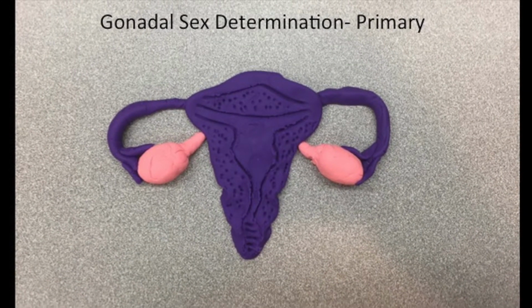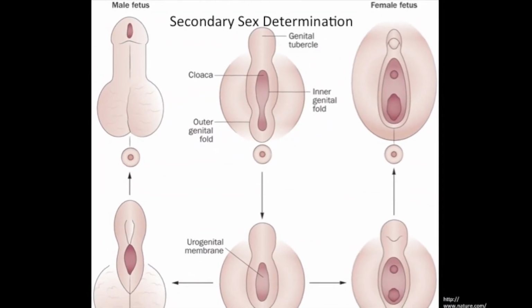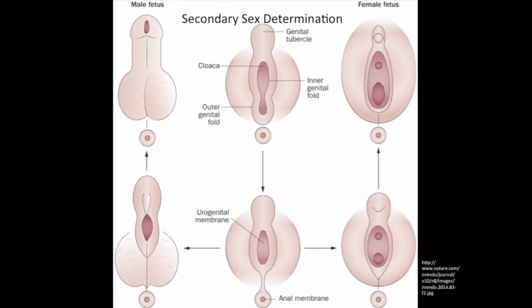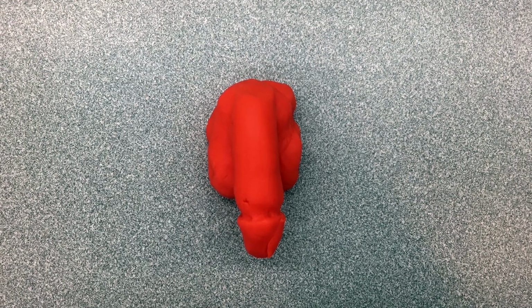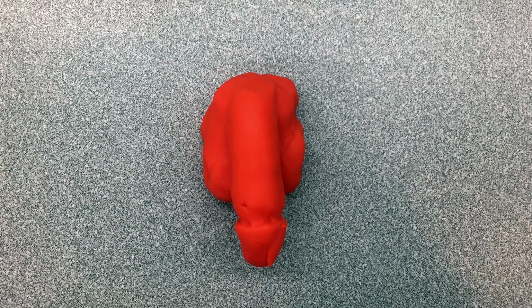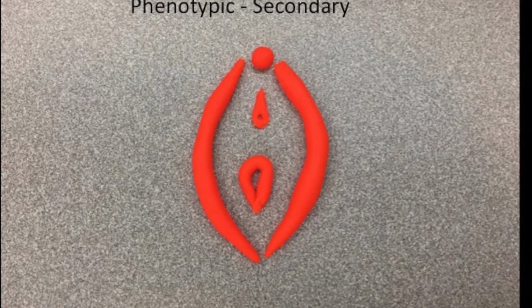will develop ovaries. Secondary sex determination is the final step when the external genitalia begin to form. This occurs because of hormones secreted by the testes. If the SRY gene is present, the testes will secrete male hormones, including testosterone. In the presence of testosterone, the male fetus will continue to develop male external genitalia. In the absence of these male hormones and SRY gene, the fetus will develop female genitalia.